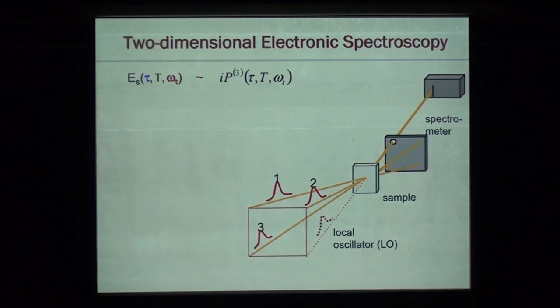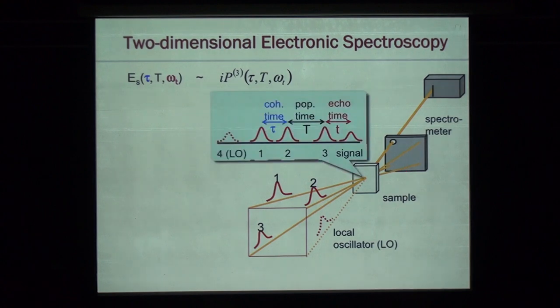Now this is a basic setup of two-dimensional electronic spectroscopy. You need to send three pulses into your sample, and measure a signal from a specific phase matching direction. Okay, and this electric field that you measure in your spectrometer corresponds to the third order response of your sample. Those are kind of technical, but basically you have three pulses. You have three time delays, and you measure this in frequency domain.